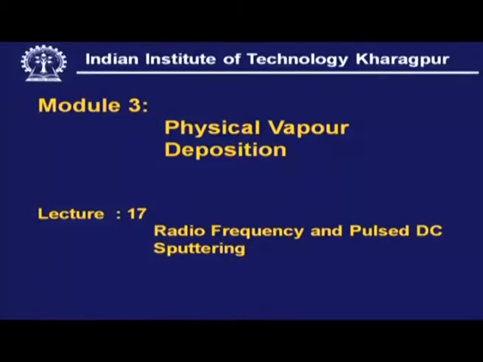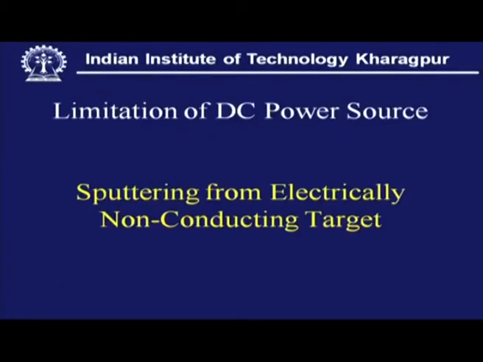Okay. Radio frequency and pulse DC sputtering, this topic we are going to discuss today. Now, why do we need this radio frequency sputtering or pulse DC? That means, in this case the power supply will be available in a sinusoidal form.